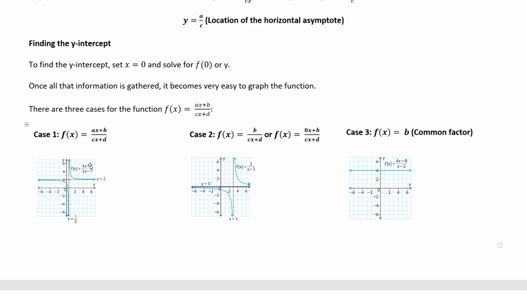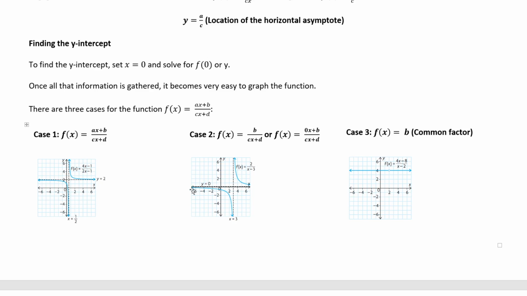If we set the numerator equal to 0, we would find that the x-intercept, which is not labeled here, is actually 1 over 4. And the next case is like 0x plus b over cx plus d, where you have a constant in the numerator. Then you have this form where the horizontal asymptote is at y is equal to 0.